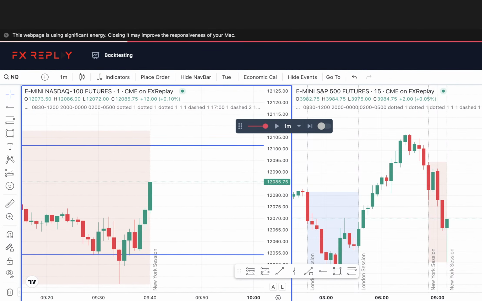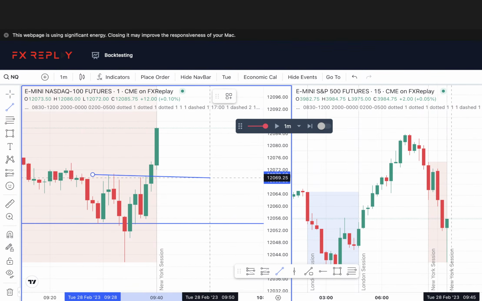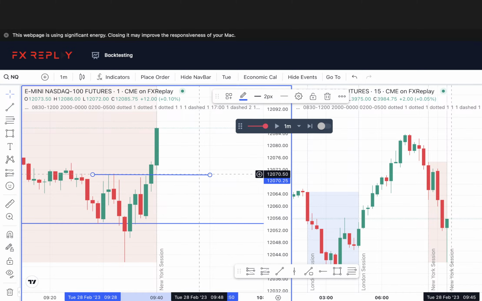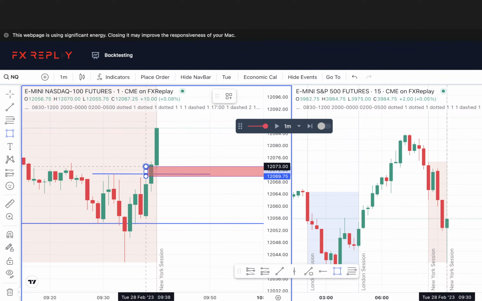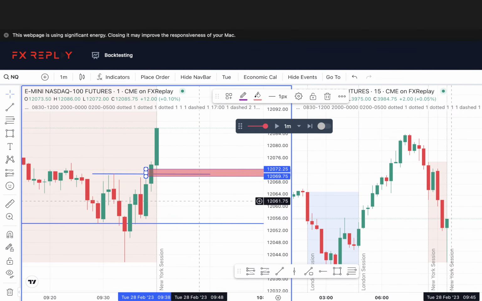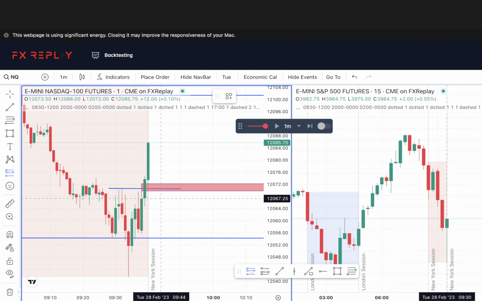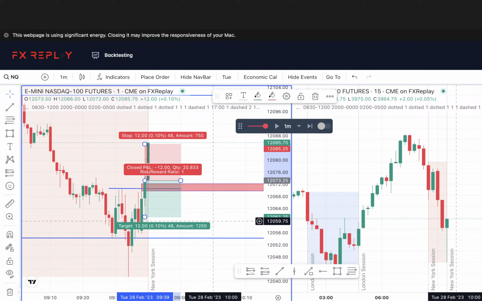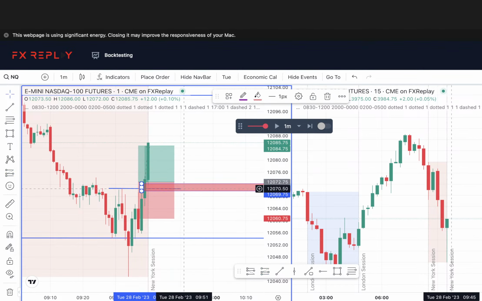We have a market structure shift with a fair value gap. We have a long wick on ES as well. It's a tiny fair value gap. So yeah, we're getting that trade. I get in at this candle close. That was the wrong one. Candle close. You can wait for it to tap back into this fair value gap if you want.